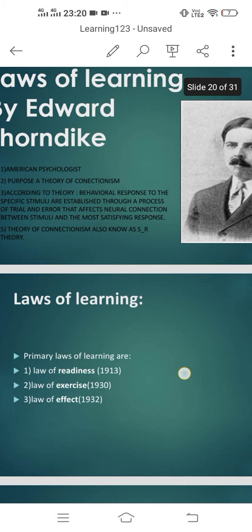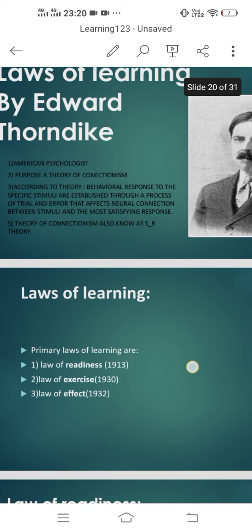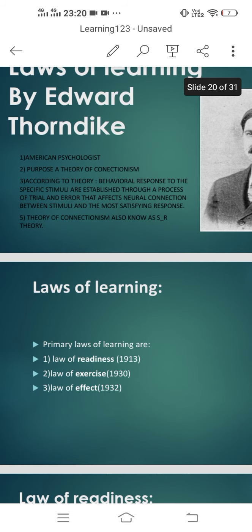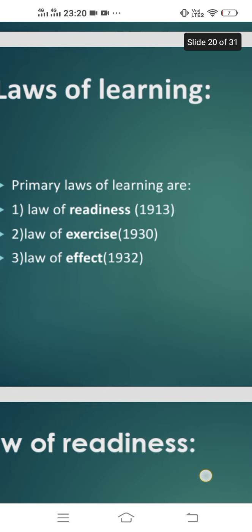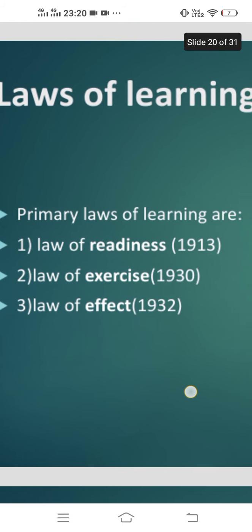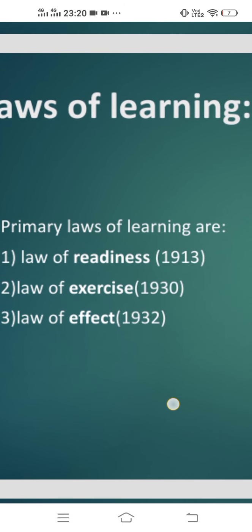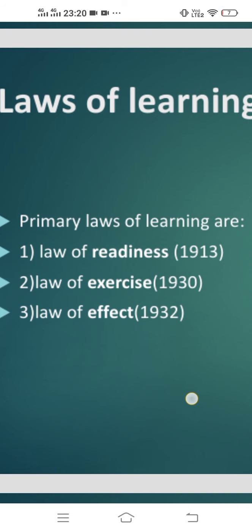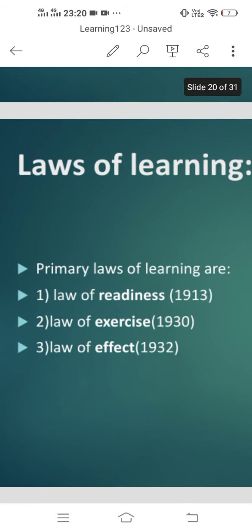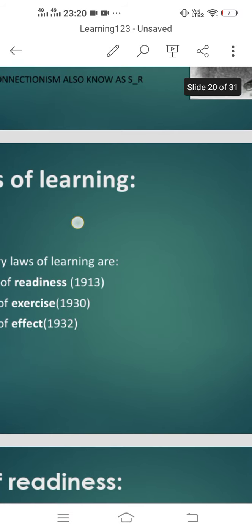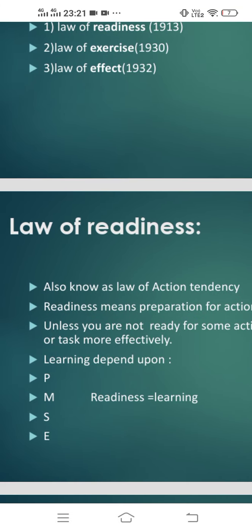His belief in connectionism resulted in the primary laws of learning. And what were the primary laws of learning? They were the law of readiness, which was given in 1913, the law of exercise, given in 1930, and the law of effect, in 1932. These laws are known as the primary laws of learning. So let's move toward the law of readiness.